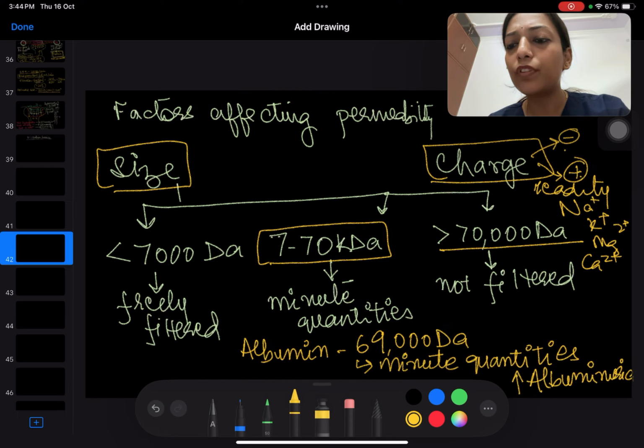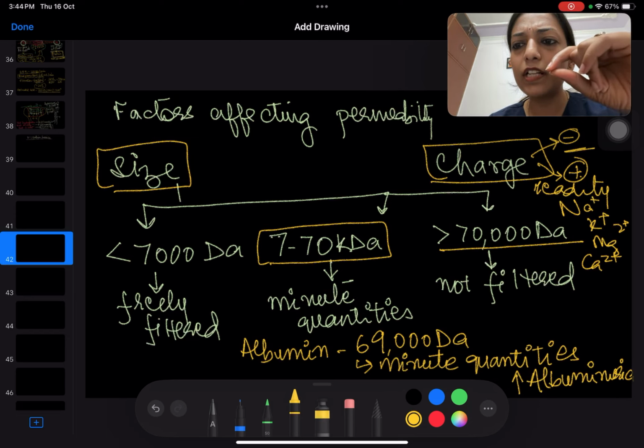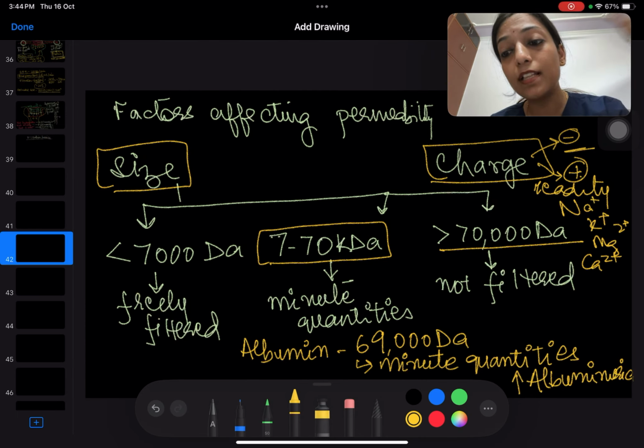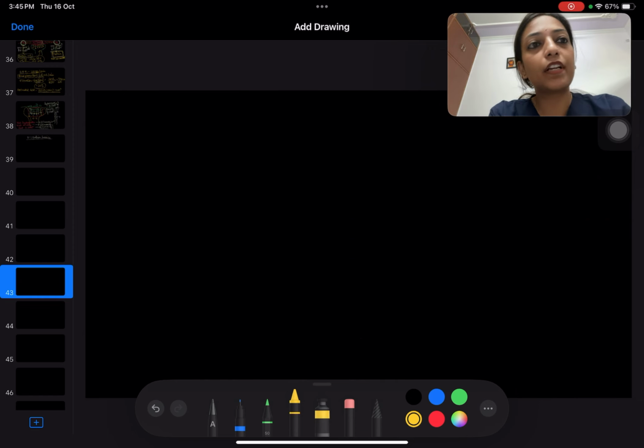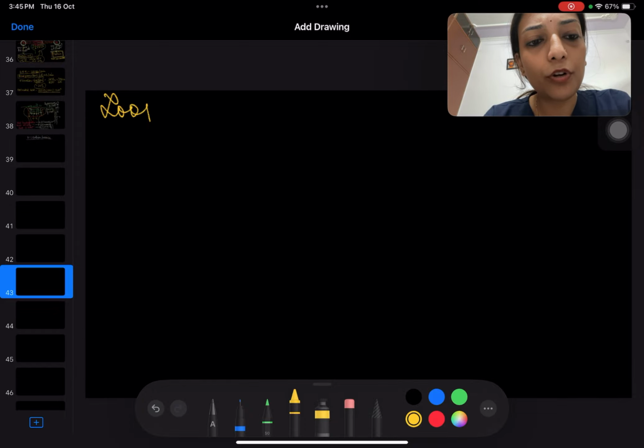All of them which have positive charge. All of them which have negative charge, it again depends on the size. If it is a smaller size, then it will be filtered, but not as readily as positively charged ones are getting filtered, right? So this was about factors affecting permeability. Now let's talk about the loop of Henle. Important topic for exam.